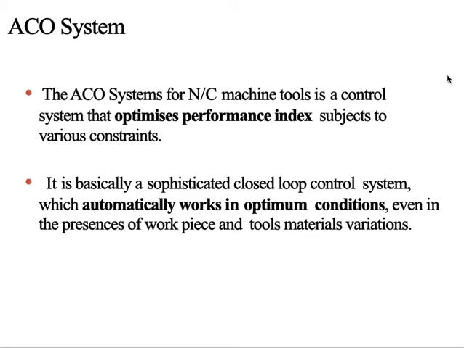The objective of the adaptive control is to optimize the figure of merit by manipulating speed or feed in the operation. The ACO system for an NC machine tool is a control system that optimizes a performance index subject to various constraints. It is basically a sophisticated closed loop control system which automatically works in the optimum conditions, even in the presence of workpiece and tool material variations.